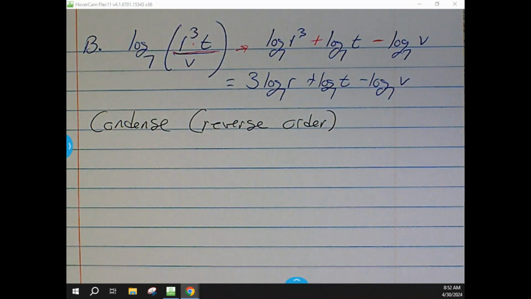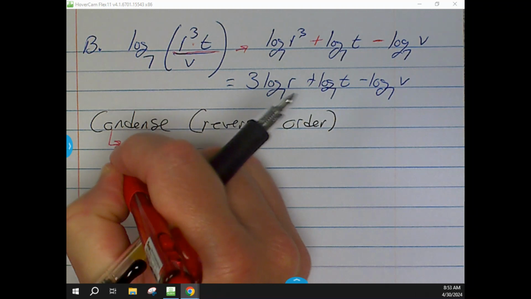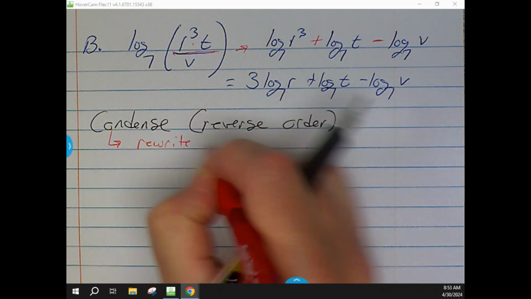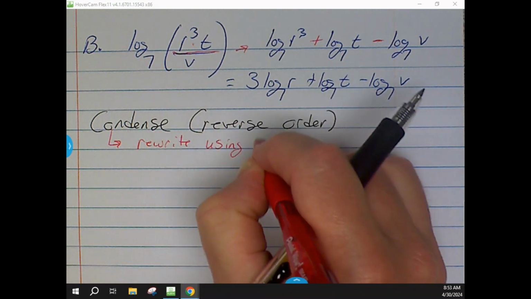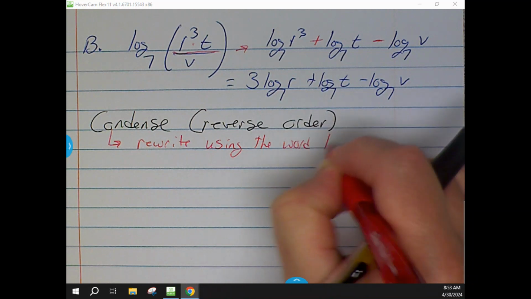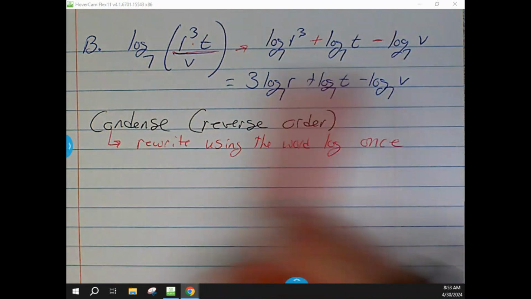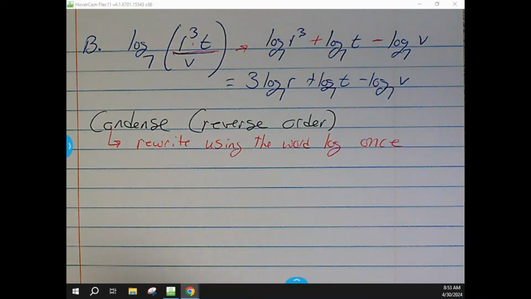So when we go to condense it, we're going to reverse the order. It's the same properties. We're just going to bring it backwards. You know, instead of stretching it out, we're going to kind of bring it back together here. And again, when I ask you to condense it, that's where you're going to rewrite it so you only have the word log written once. So again, if we're condensing this expression, we bring it back so it would look something like that. So it's just taking everything and doing expansion in reverse order.